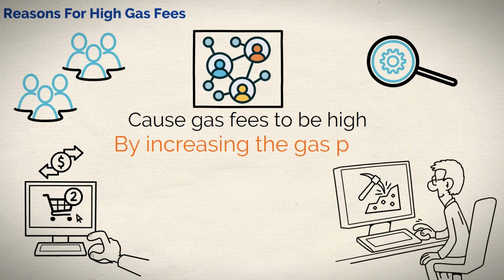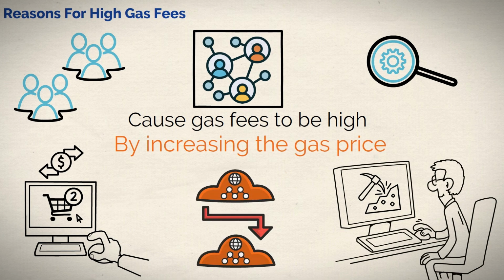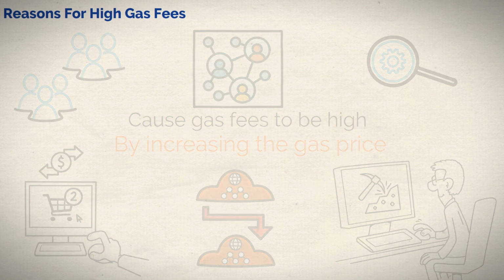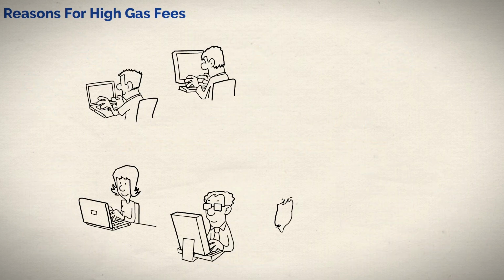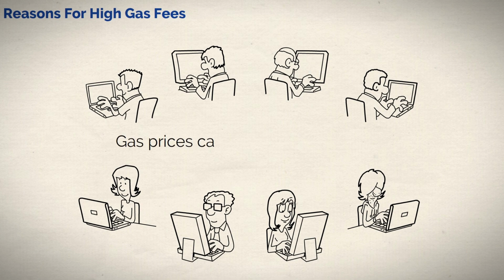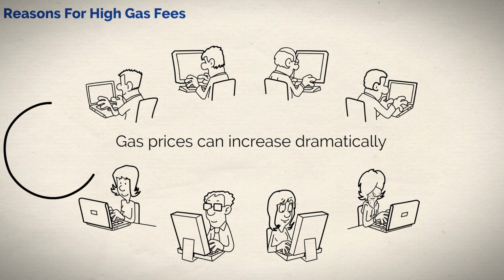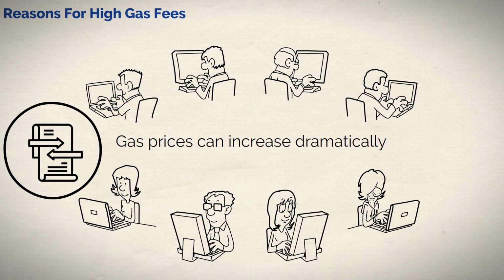Basically, by increasing the gas price you allocate, you incentivize miners to include your transactions in the next block. What it means, though, is during periods of high network congestion, gas prices can increase dramatically, making it pretty expensive to execute even small transactions.